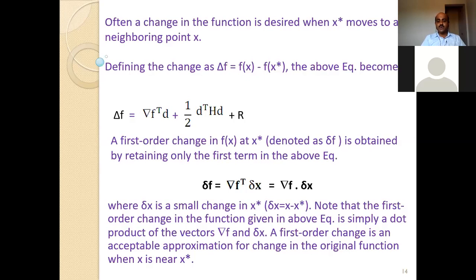So delta f is equal to the transpose of the gradient vector of f into delta x, where delta x is a small change in x star. Note that the first order change in the function given by the above equation is simply a dot product of the vectors, gradient of f and delta x. A first order change is an acceptable approximation for the change in the original function when x is near to x star. Please make a note of these things.